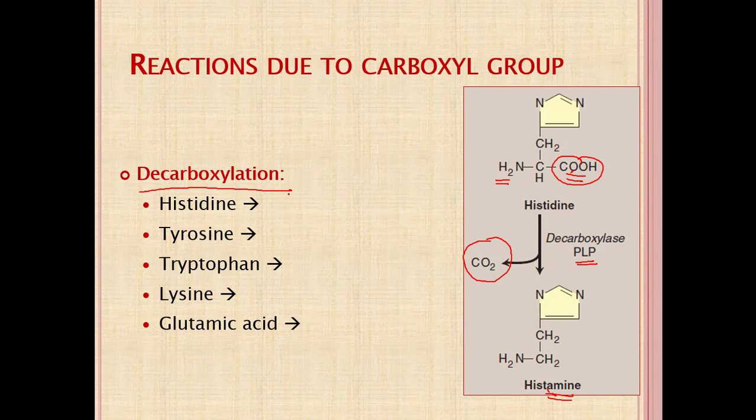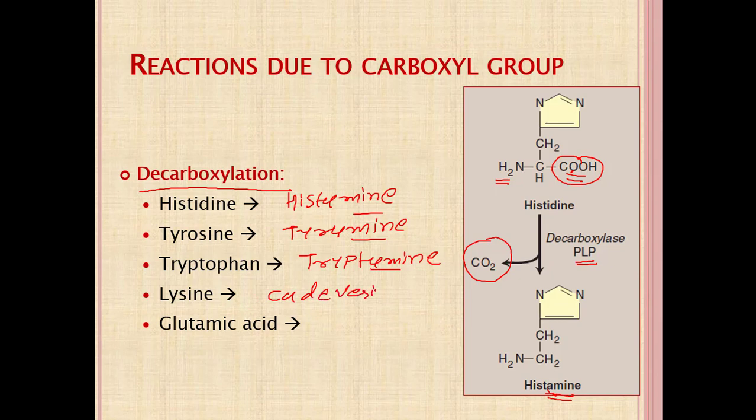Like histidine, it is converted into histamine. Tyrosine is converted into tyramine. Tryptophan is converted into tryptamine. All are amines. Okay. Lysine is converted into cadaverine, which is also a diamine. Glutamic acid is converted into GABA. So remember that with the help of decarboxylation, the amino acid is converted into the respective amine.